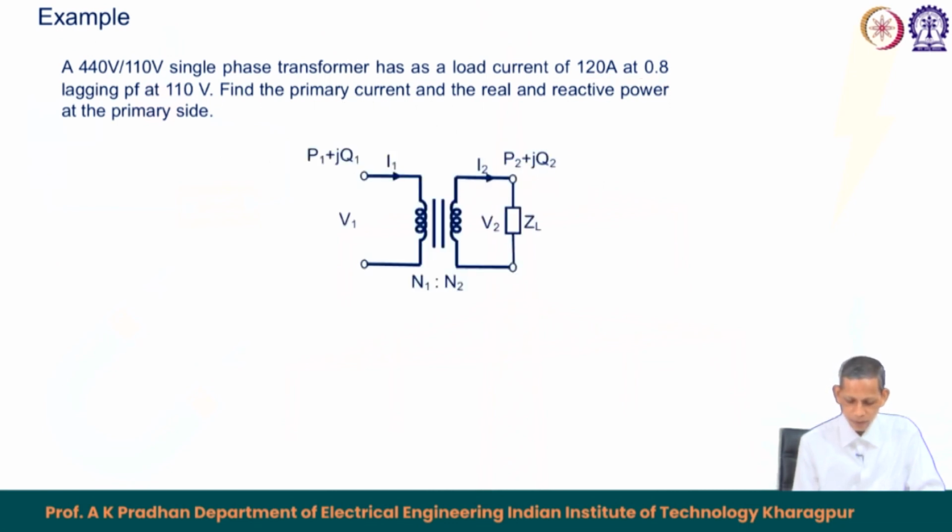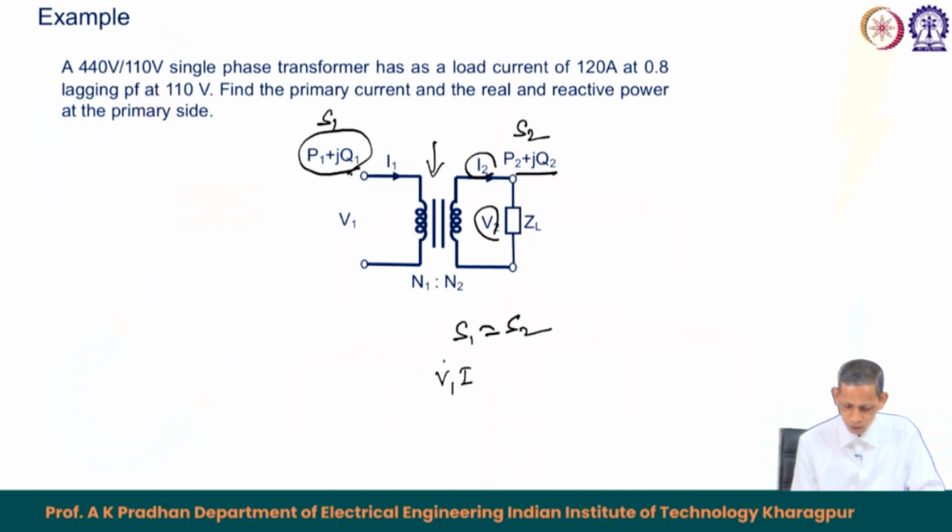So, we go by this, and the corresponding equivalent circuit diagram as we have learned till now is about the transformer here, and then we have this P2 plus jQ2 with the I2 current here and V2 here, and the corresponding complex power happens to be balanced. So, S1 complex power, and here this is S2. So, we know that S1 equals S2. So, P1 plus jQ1 equals P2 plus jQ2. So, that becomes V1 phasor I1 conjugate equals V2 phasor I2 conjugate.